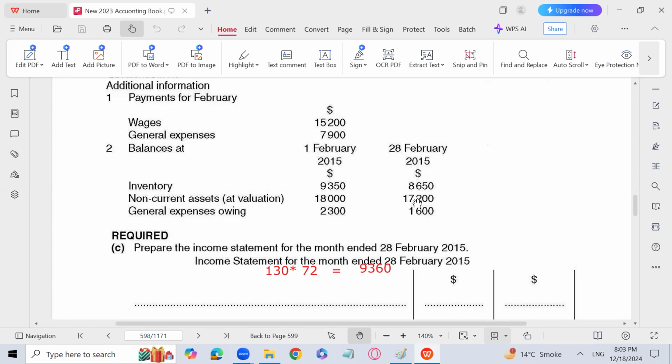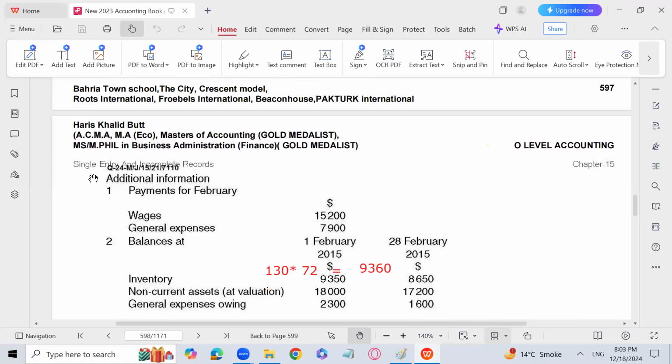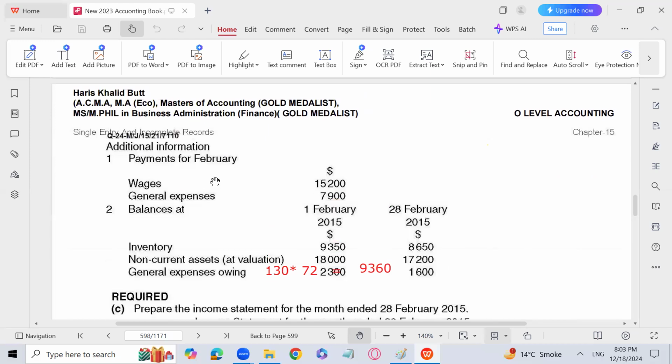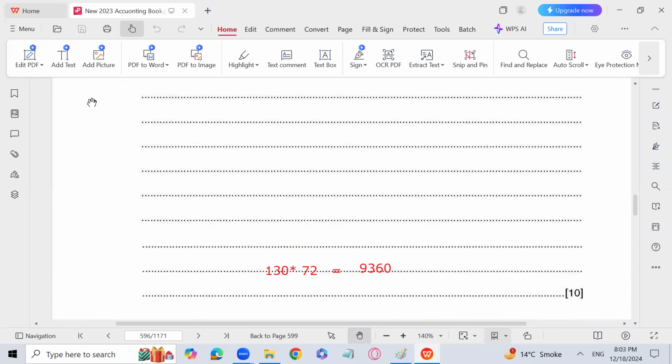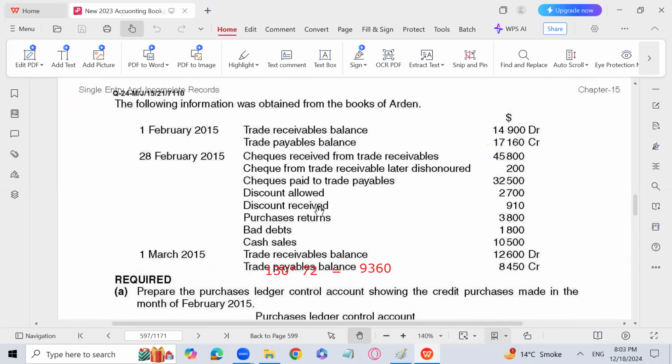Non-current asset is 18,000 and 17,200. So it clearly means that 800 is going to be the depreciation on non-current assets. Wages are given 15,200. You can prepare the income statement very easily. It's quite simple to prepare that. If cash sales is not given, it means that credit sales are going to be the total sales, but you have to write discount allowed in the expenses. You have to add discount received to the gross profit. You have to subtract purchase return from purchases.